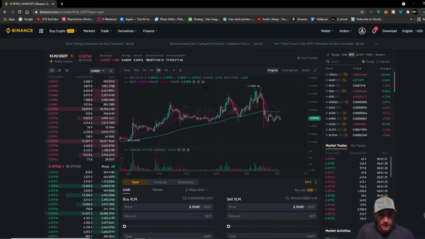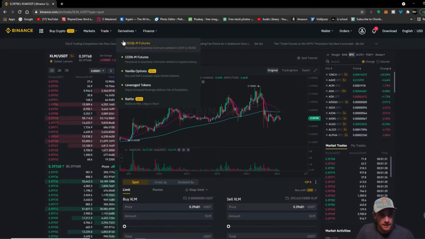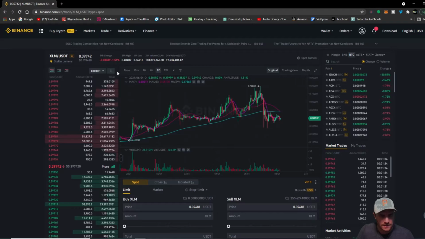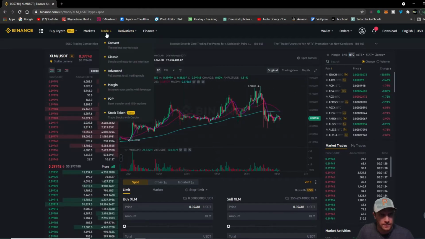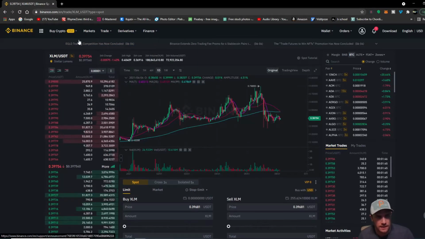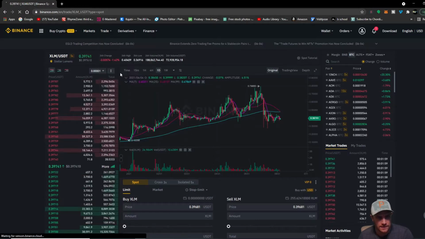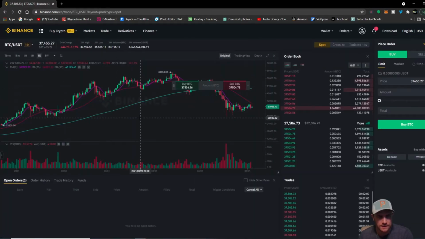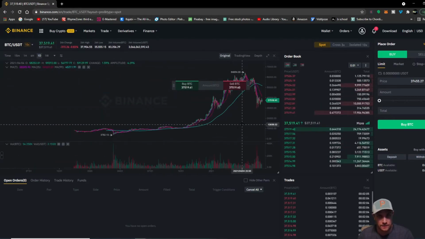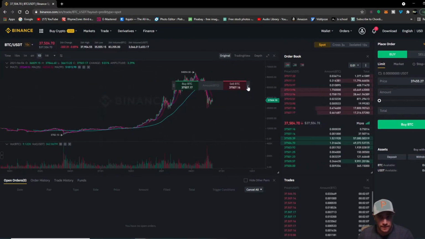So now that we are in the exchange, I believe this is actually the basic version. There's an advanced version that you can look up here. So if you come up to trade on the top, you can do just like you have on Coinbase. You can just convert one crypto to another, the easiest way to trade. And then classic, simple and easy to use interface, that's what we're looking at right now. And then advanced looks like this. This is the one that I highly suggest you guys use. I actually think it's a lot easier than the other one that we were just looking at.